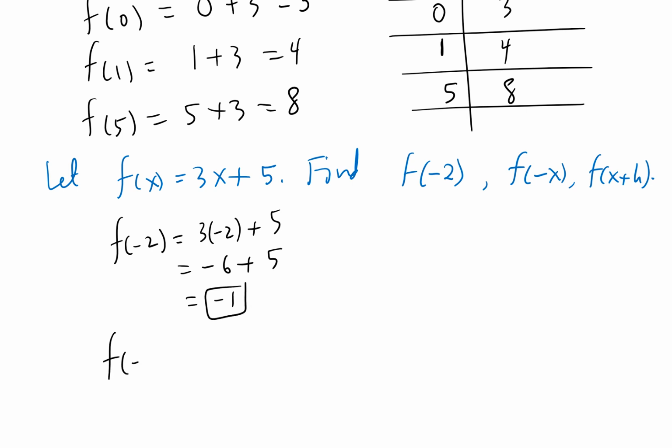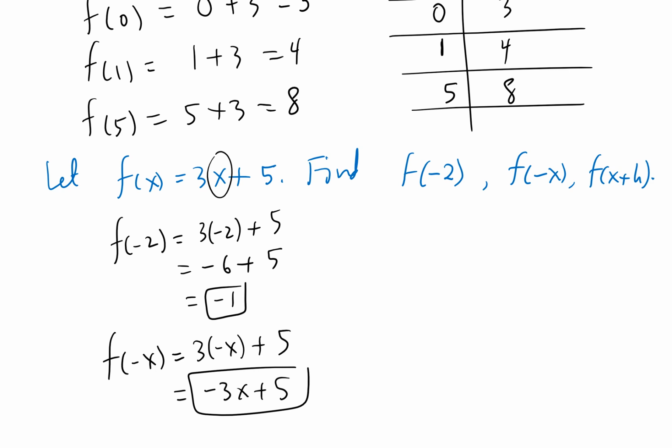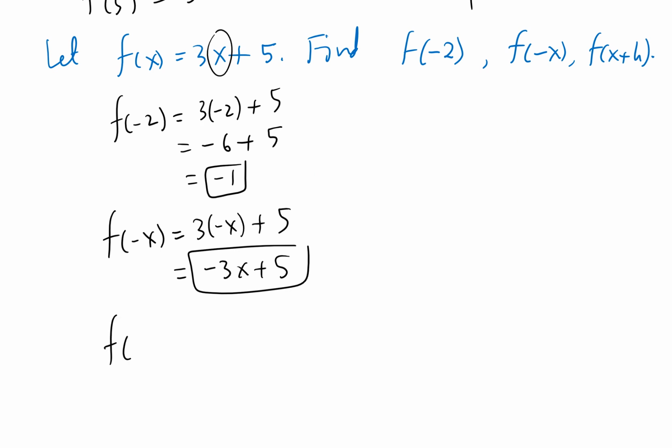F of -x. This means I need to replace the x with -x. So I replace this x with -x, then multiply the negative in. The answer doesn't have to be an actual value. It could be in terms of x or y or h or anything else. The next one, f of x plus h. We're going to replace the x with x plus h. Then you distribute: 3x plus 3h plus 5.